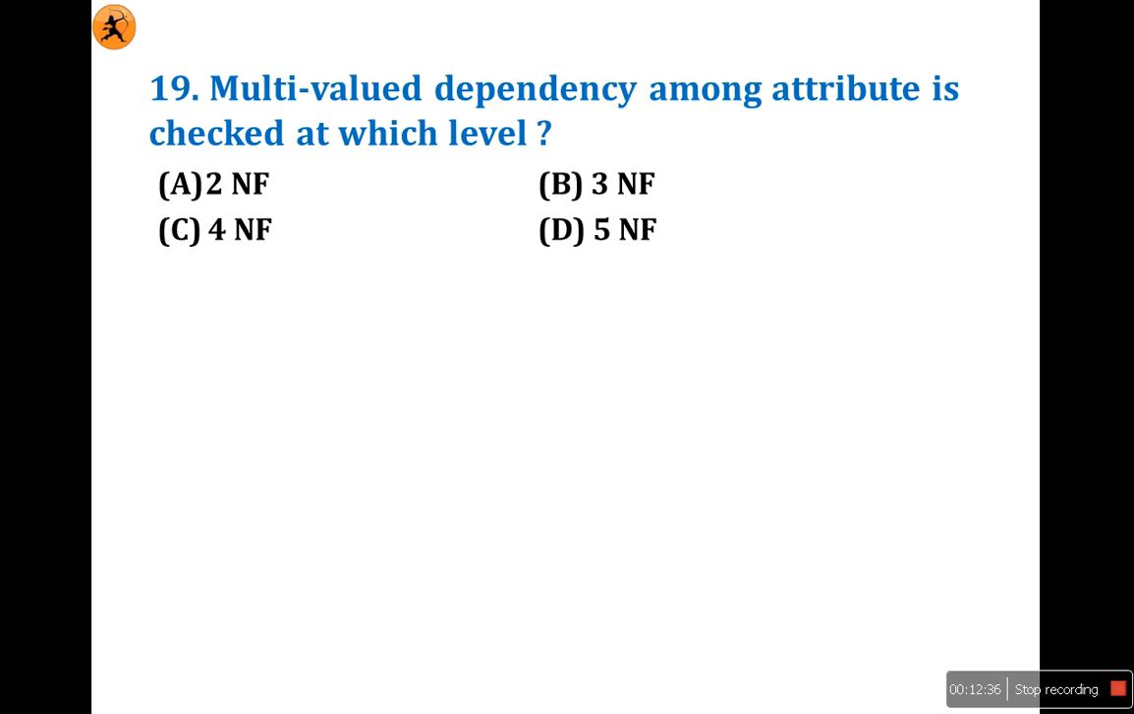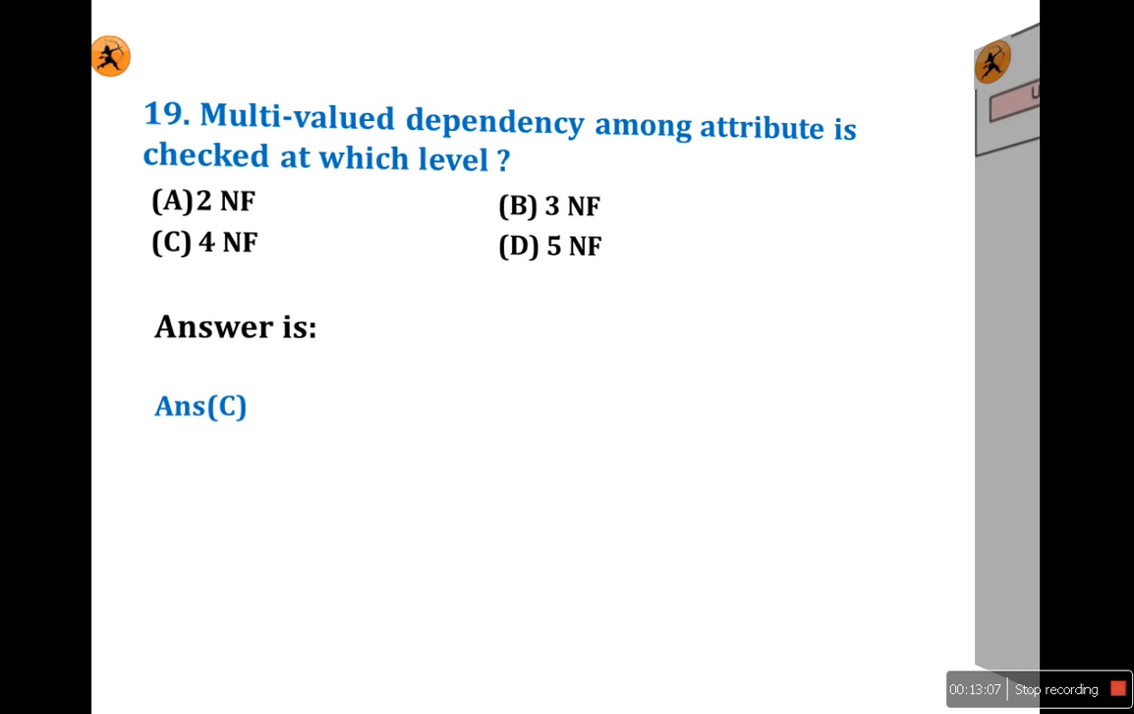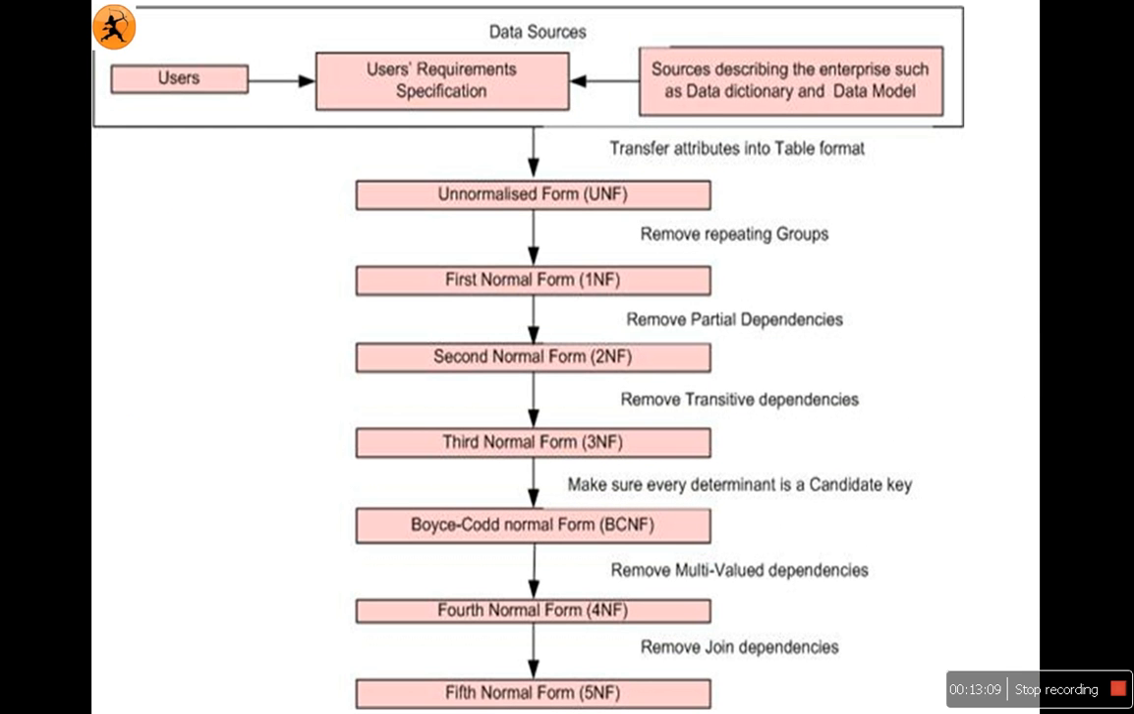Multi-value dependency among attributes is checked at which level? I have explained this question in the 2004 question paper in detail. Every time, based on normalization in database, one question is fixed. So you should know all the normal forms. One second, I will show you the table because it's a very important question.